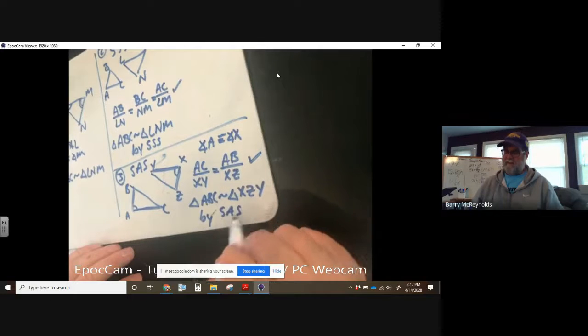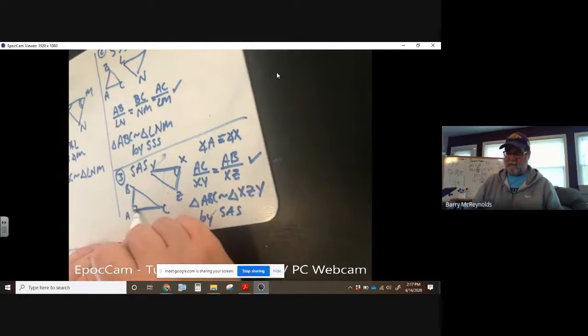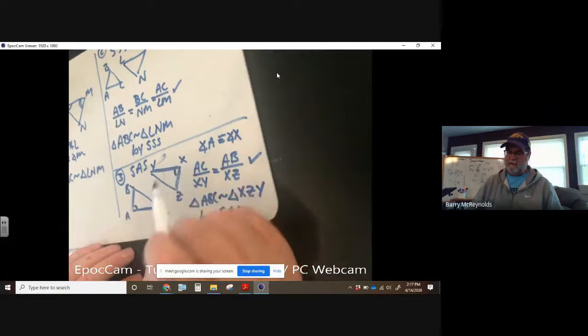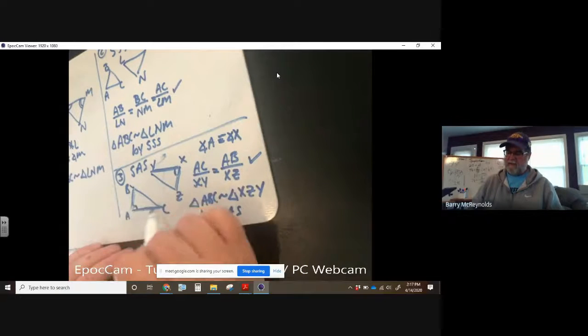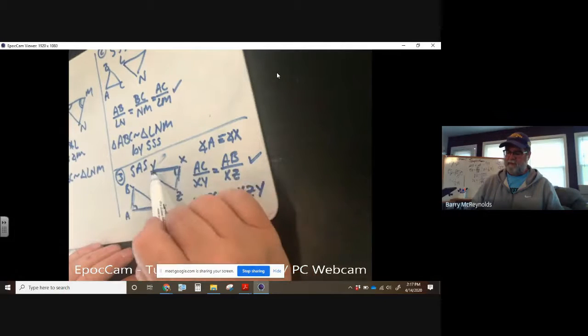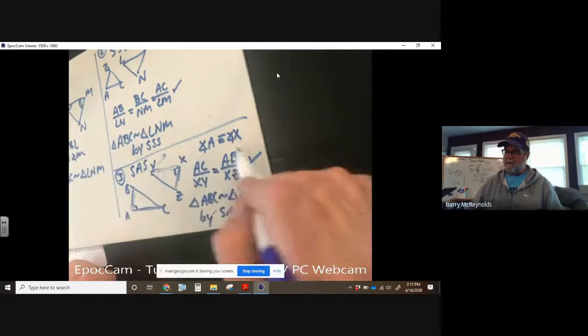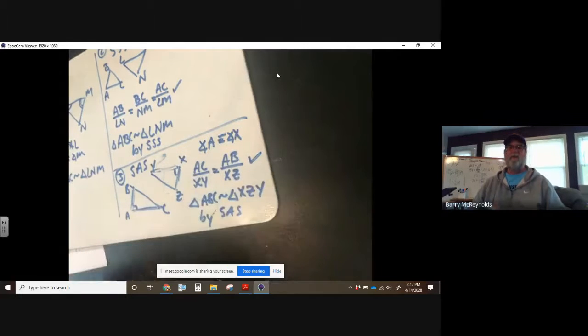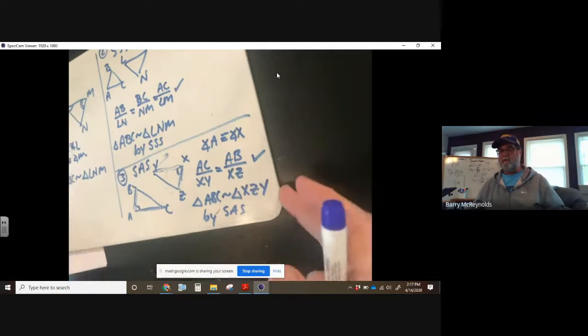Side, angle, side. And so what we're looking at again is two sides and the included angle, where the adjacent sides are in the same proportion. Okay, so those are the three ways that we prove triangles similar.